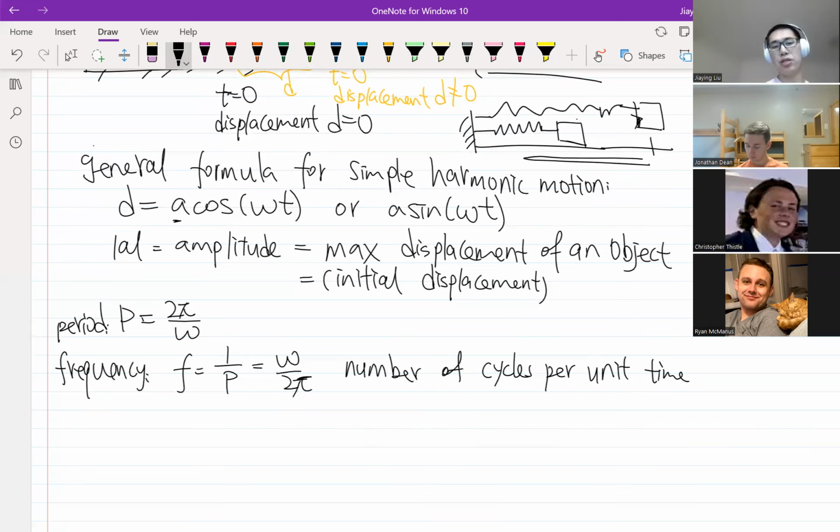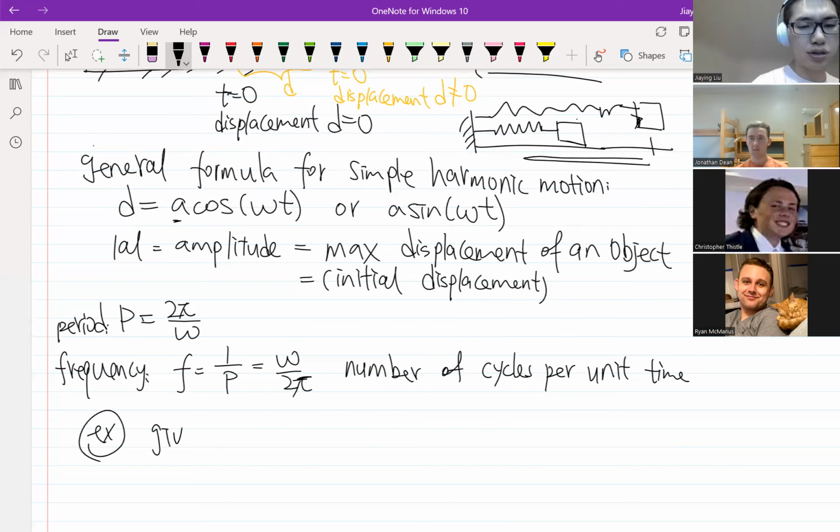So if you think about P as a period, if 1 is a unit time, in 1 unit time, how many periods do we have? So 1 divided by the period. So you get how many periods, which is the number of cycles. So that's frequency. And let me give you examples.